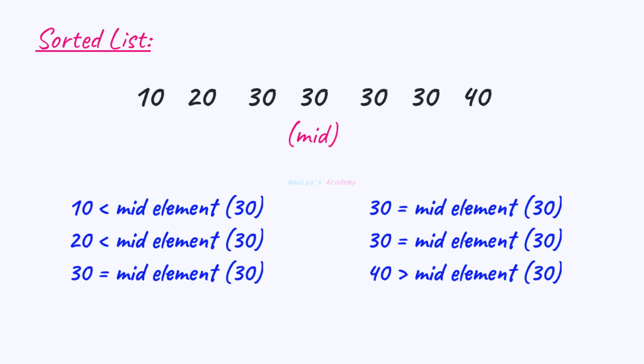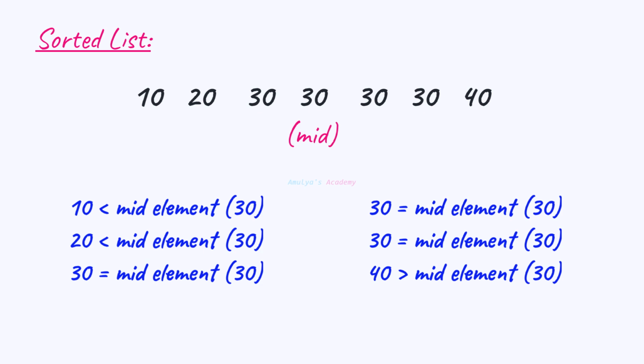So here in the sorted list, when we find the middle element, all the elements present on the left side are smaller than or equal to the middle element. And on the right side of the middle element, all the elements are greater than or equal to the middle element. So this is one of the important facts about sorted elements.